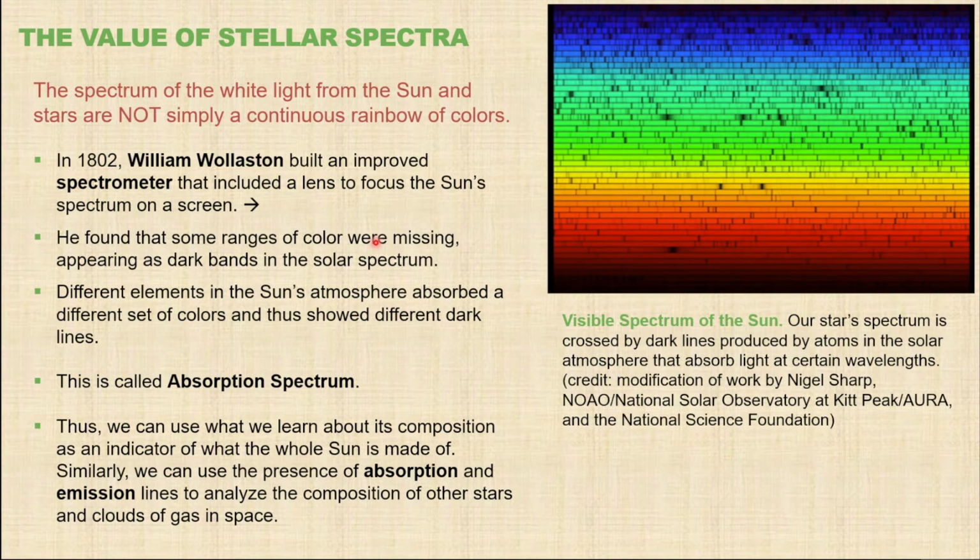A better spectrometer was built by William Wollaston in 1802. He improved the spectrometer, which included a lens to focus the sun's spectrum on the screen, and instead of just seeing a rainbow of colors like blue, green, orange, and red, he also found these dark lines.